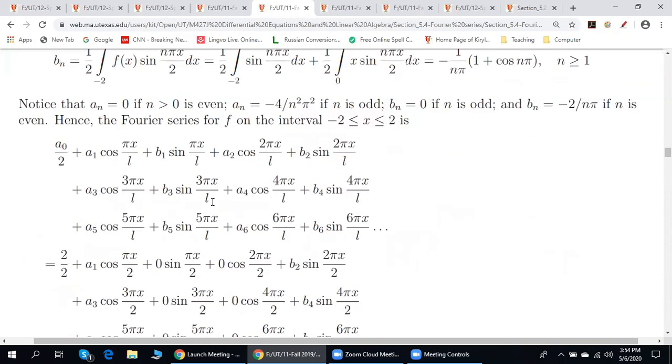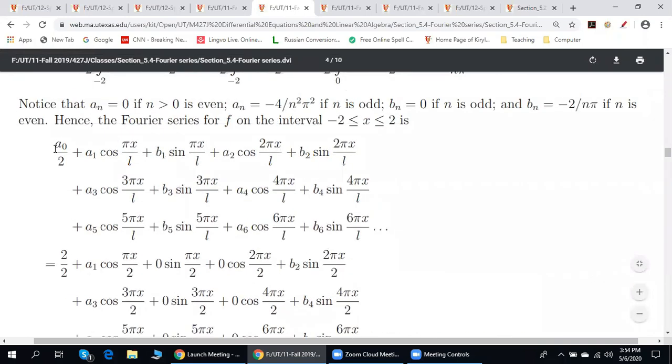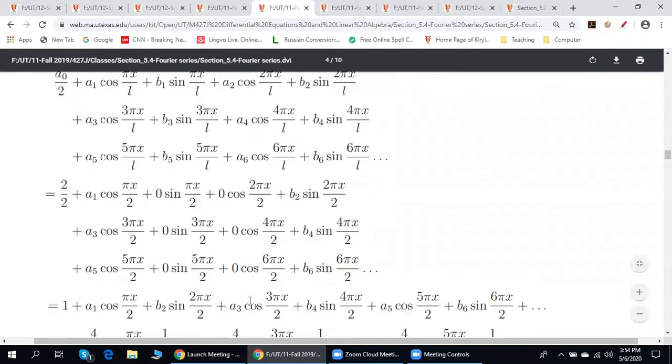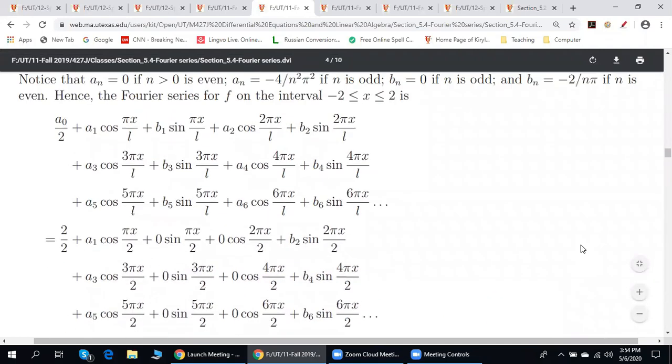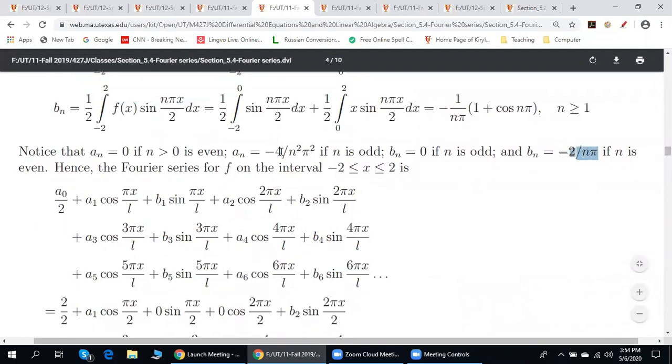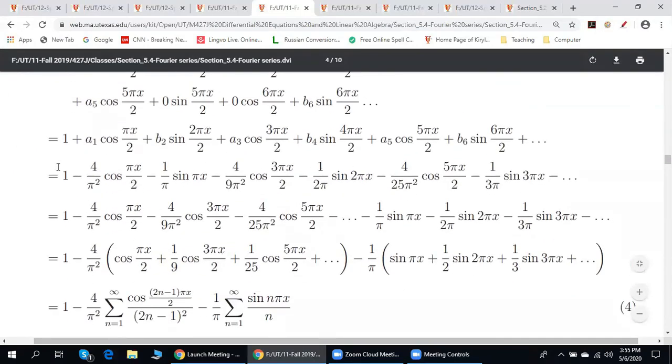Then, as before, we write down many terms of our general series. We replace A0 by 2. We replace odd b's by zeros, even a's by zeros, and get rid of the zero terms. Done. Lastly, we use these two formulas to replace the remaining a's and b's. Here is the final answer.